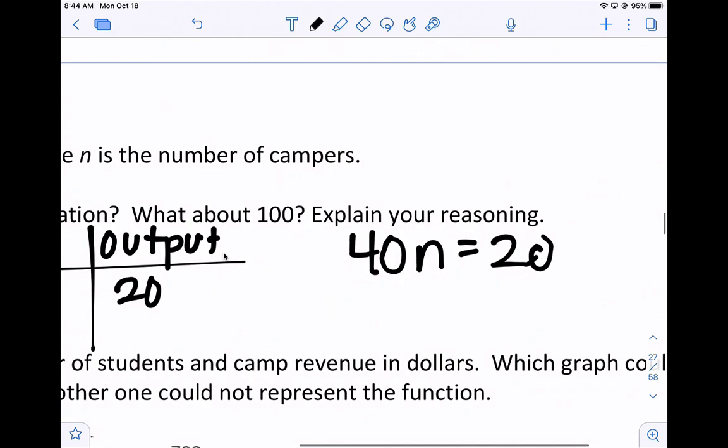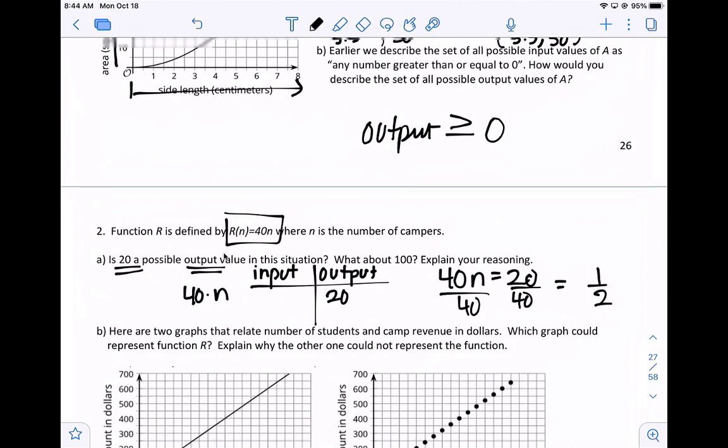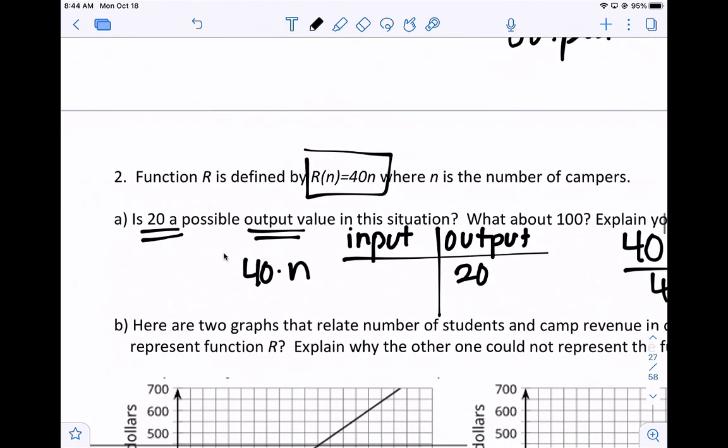Let's solve it. If we divide by 40, we get 1/2. So can the number of campers be half? And we know that the number of campers, if we're talking about people, can't be a fraction of a person. So no, 20 is not a possible output value.